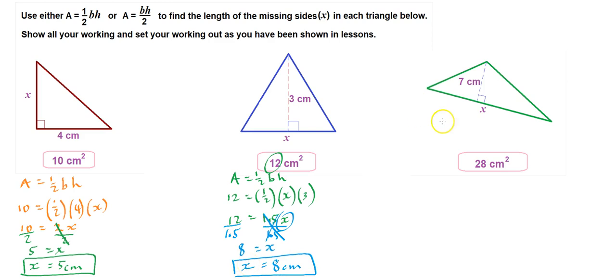And on this side, I've got area equals 1/2 the base times the height. So I've got the area, so it's 28 equals 1/2 x, and 7 is the height. So the next line is 28 equals 1/2 times x, can't do. 1/2 times 7 is 3.5 times x is 3.5x. Okay, so there we go.